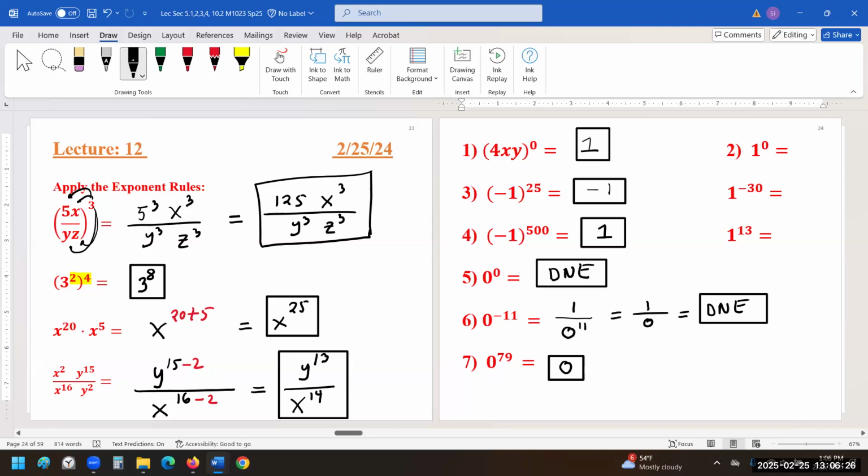Okay, Christina, would you like to try 1 to the 0? 1. Perfect. Catherine, 1 to the -30 power. Still 1. Great. 1 is the most generous one. It doesn't matter what power we give it, it still always gives us the same thing back. Maria, would you like to try the next one? 1 to the 13 power. Still 1. Great.